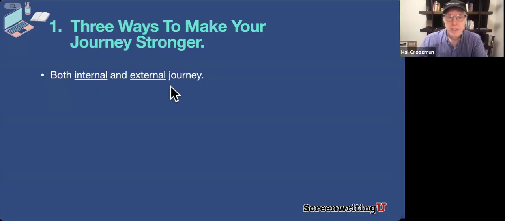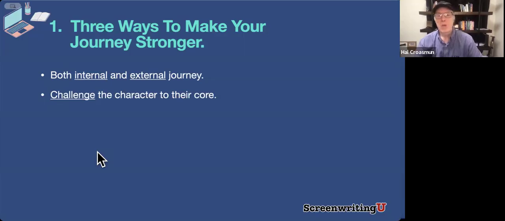The other side is a lot of times people who write action scripts or thrillers have a strong external journey and almost no internal journey. Whichever is missing, go to that one and do whatever it takes to build it, and that'll almost instantly improve the quality of the journey and the characters. Then you want to make sure you challenge your characters to the core.